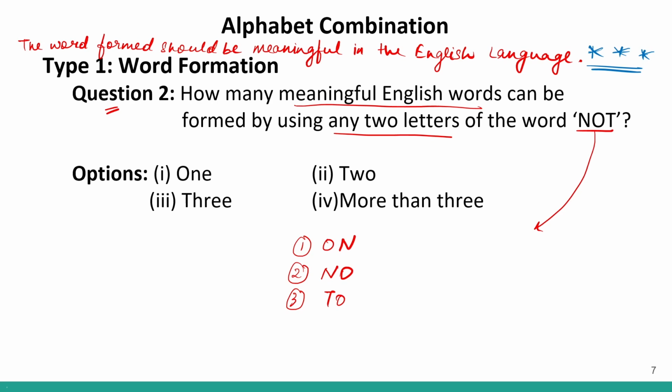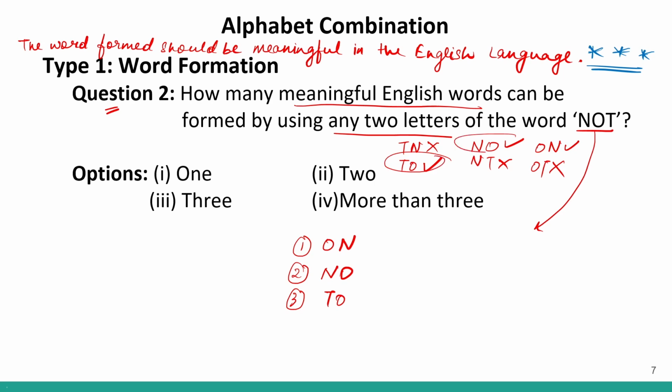So let me look at the combinations. If I combine N with O, we have a word. If I combine N with T, I do not have a word. Similarly, if I combine O with N, I have a word, but O with T is not a word. If I combine T with N, I do not find a word. And if I combine T with O, I find a word.